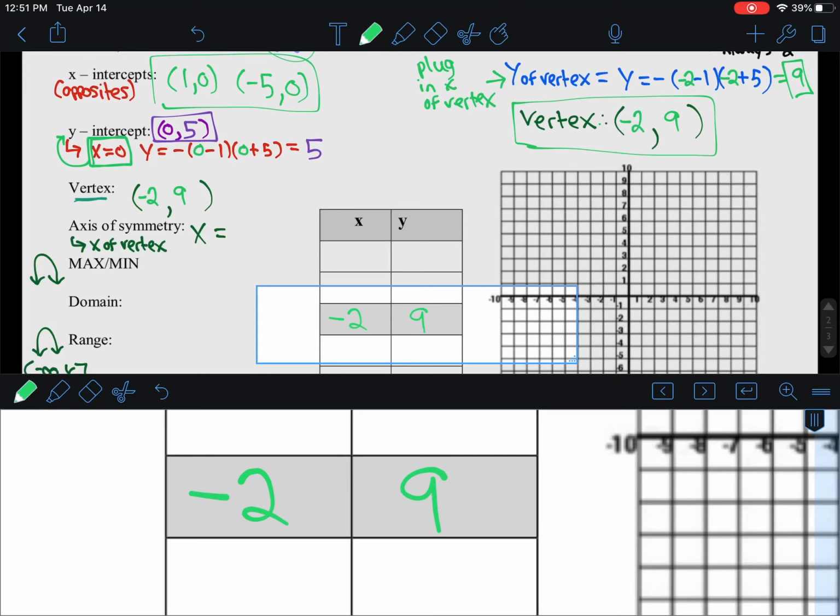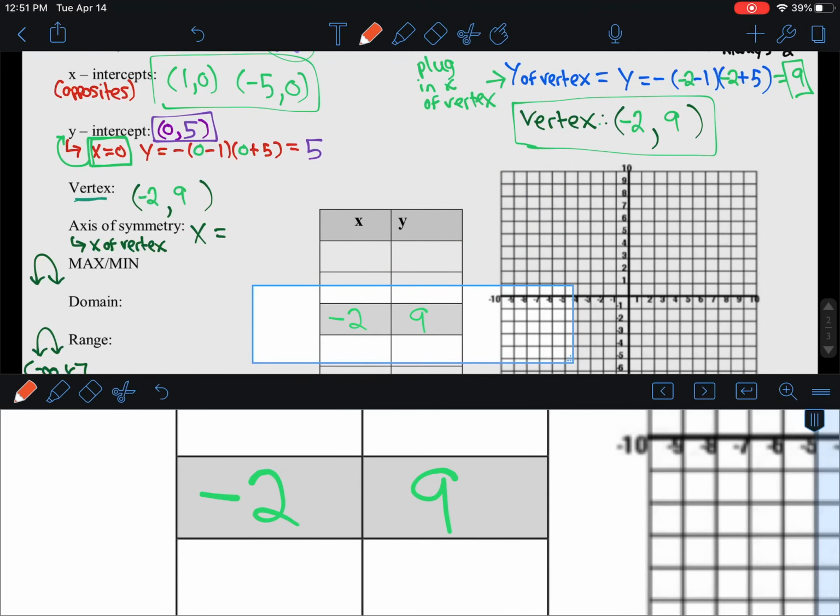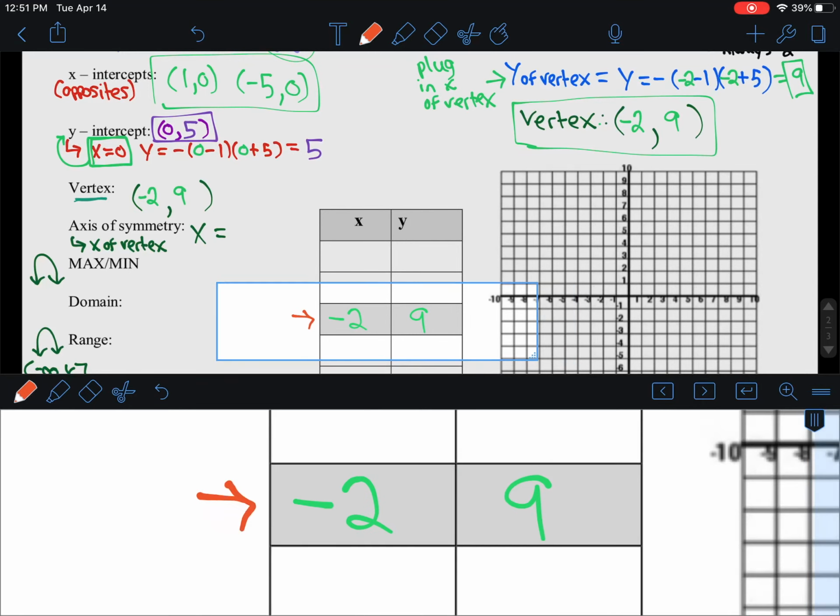Now you don't have your yellow calculators, so the only problem is you have to come up with your x's. In order to come up with your x's, you put your vertex in the middle of your table. Once you have your vertex in the middle of the table, you can figure out your x's by just counting 2 numbers before the x of the vertex and 2 numbers after the x of the vertex.